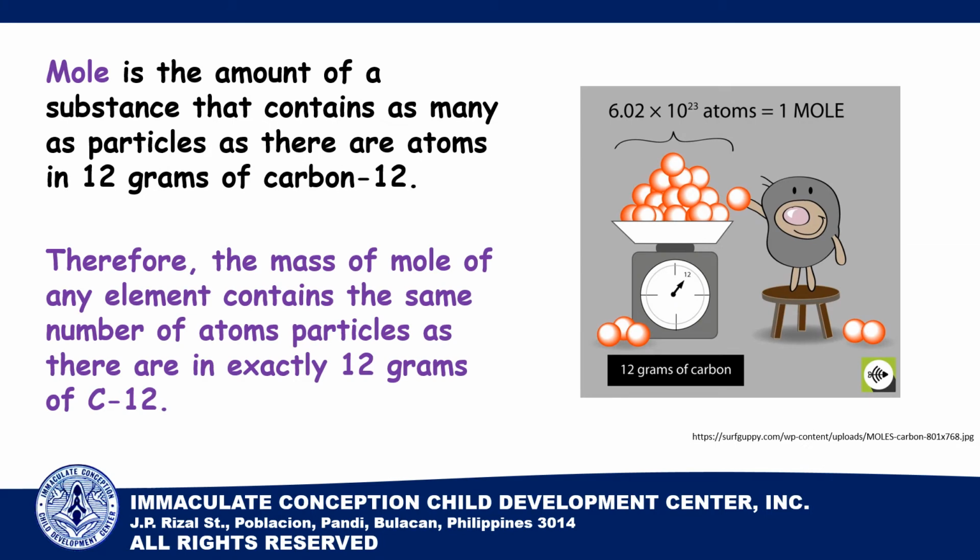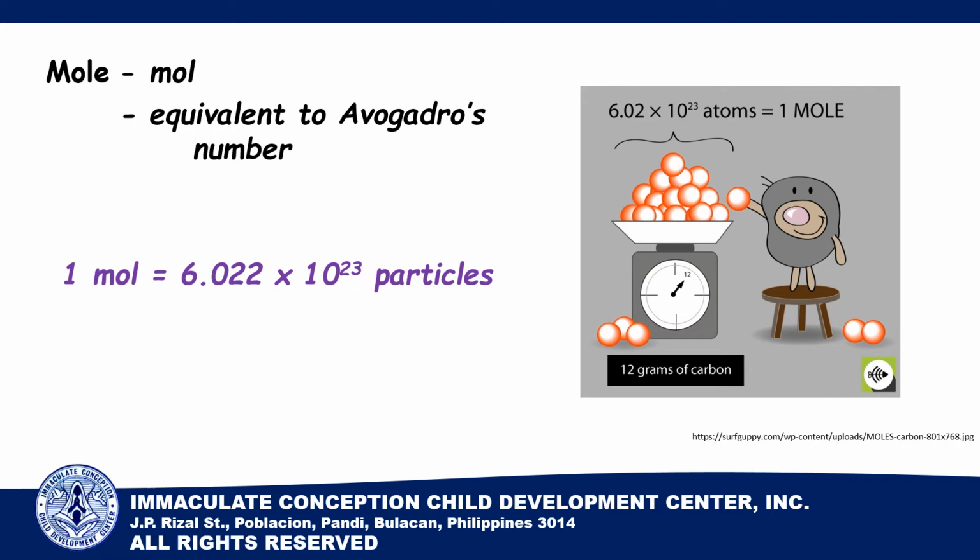Mole is the amount of a substance that contains as many particles as there are atoms in 12 grams of carbon-12. Therefore, the mass of 1 mole of any element contains the same number of atoms as there are in exactly 12 grams of carbon-12. The mole is given the SI symbol mol and is equivalent to Avogadro's number, 6.022 times 10 to the 23rd.